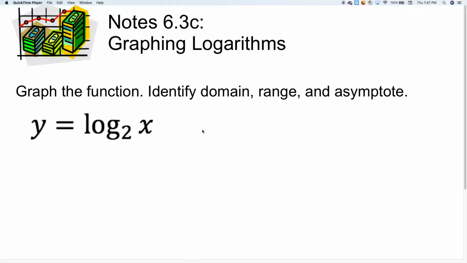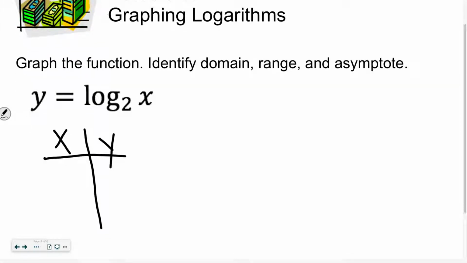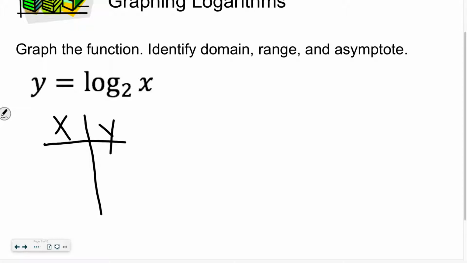All right, well, you guys have never graphed a log before. What do you think you might start with? A chart, a table of values. Okay. Inverse is an option. I can talk about that too. Okay, what things do you want to put into that table of values? -1, 0, 1. Okay, let's see what happens.